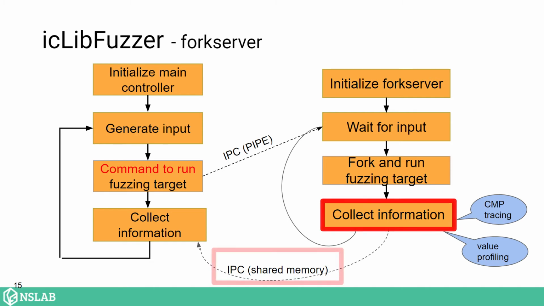Here we want to emphasize that since the main controller and the ForkServer are different processes, the information collected in the ForkServer, for example through CMP tracing or value profiling, needs to be somehow transferred to the main controller. We choose shared memory here as a fast inter-process communication method. That is, we map every data structure stored in the collected information onto shared memory.